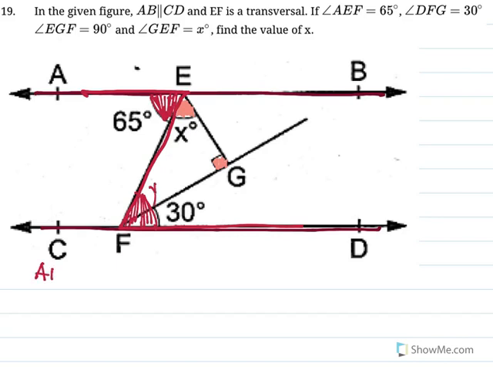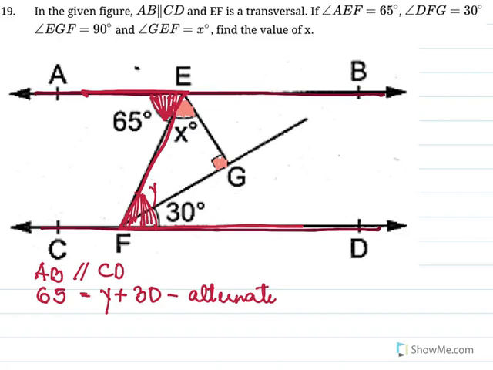So we have AB parallel to CD. So 65 equal to Y plus 30. Reason, alternate angles. So Y equal to 65 minus 30. So Y equal to 35 degrees.